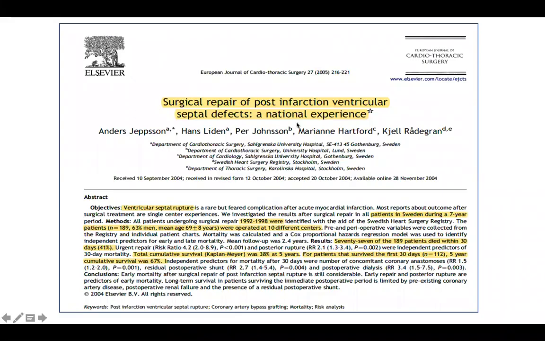This paper is a national experience from Sweden, with a good number of patients, from 2005. It had 189 patients. I think this is one of the largest series from a national registry. If you see the mortality, 77 of 189 patients died, which is 41% mortality. And 5-year survival was just 38%.